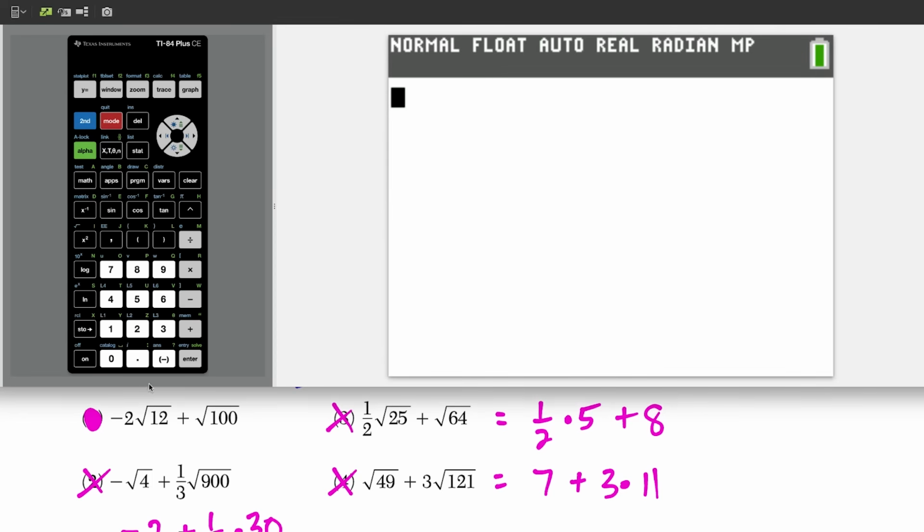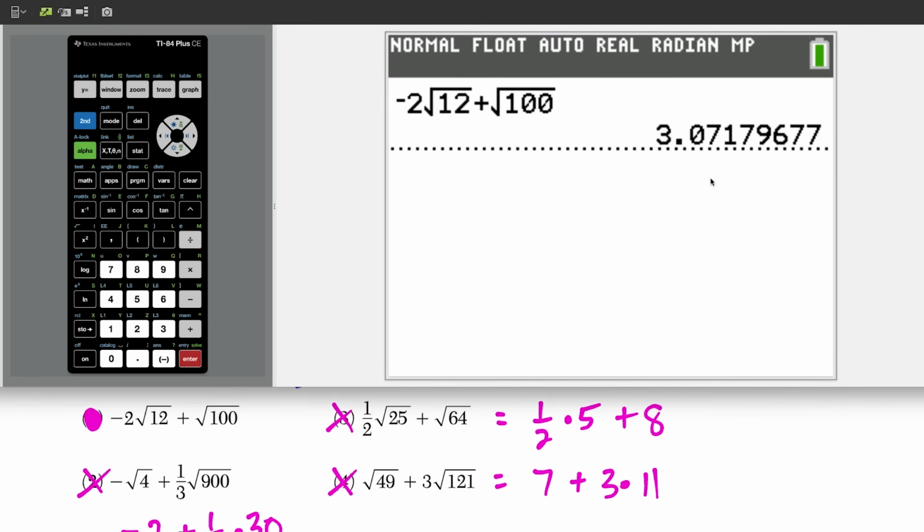So for the calculator, I could start off with choice 1 by writing negative 2, square root is second and then x squared, and then I have 12. And then I'm going to do plus the square root of 100. What I'm doing here is, this number is irrational because 12 is not a perfect square. 100 is rational because the square root of 100 is 10. So if I do 10 plus an irrational number, that's going to be something irrational. But see what it looks like here in the calculator. We have a decimal that goes on and on with no repeating pattern to it. So that's one way of seeing that choice 1 is irrational.